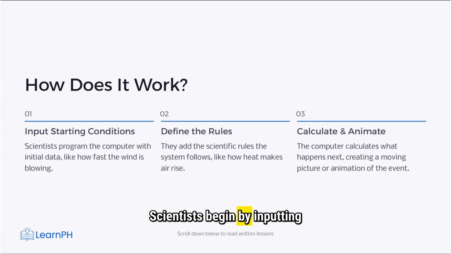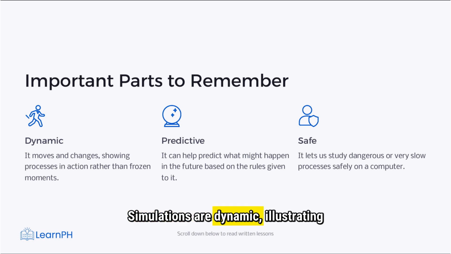Scientists begin by inputting initial data such as wind speed. They then define the scientific rules like how heat affects air movement. The computer uses these inputs to calculate and animate the system's behavior, creating a dynamic simulation that visually represents the event. Simulations are dynamic, illustrating processes in motion rather than static snapshots.